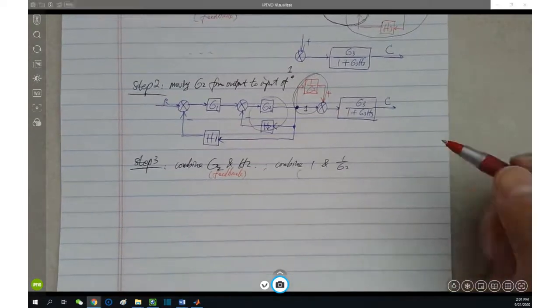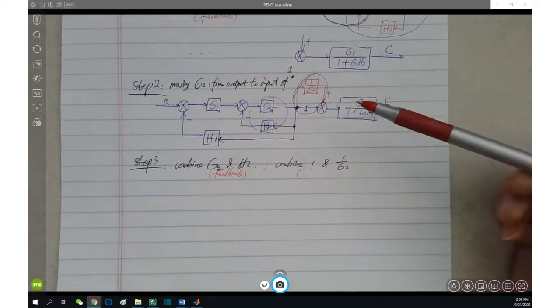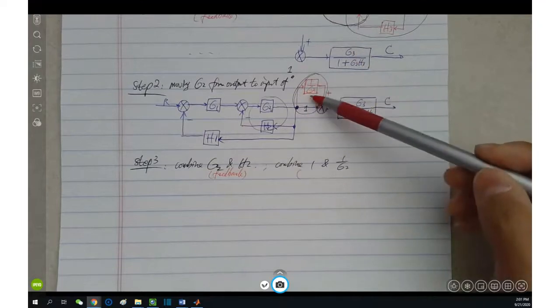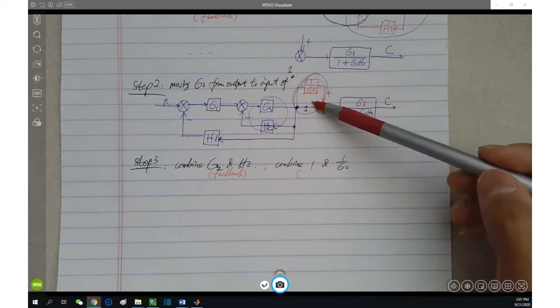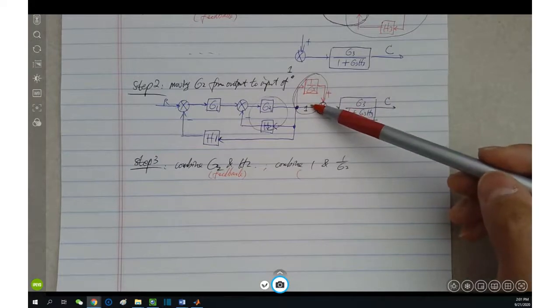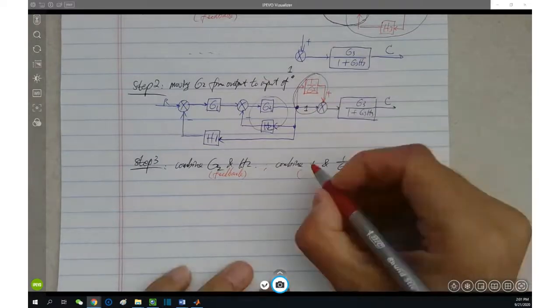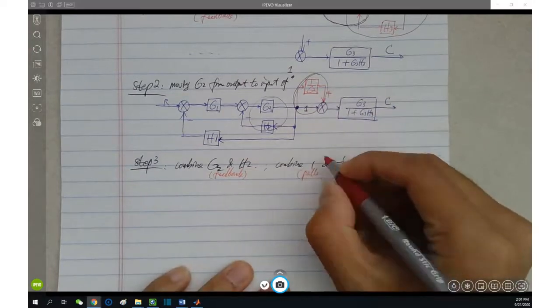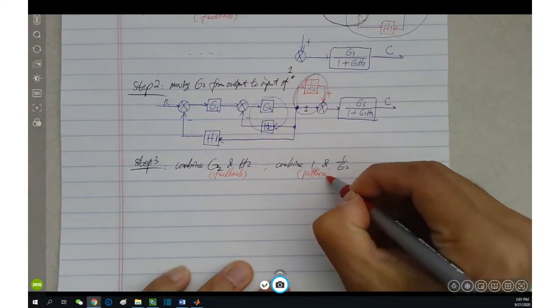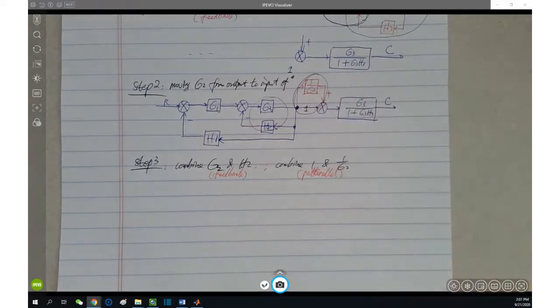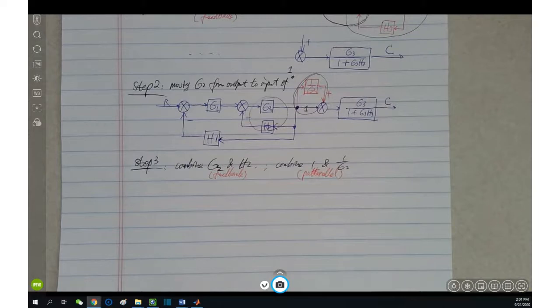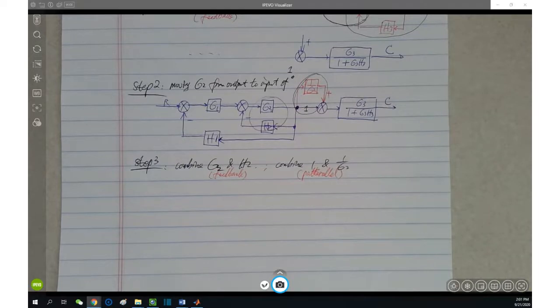Be very clear, be very careful as well. 1 and the 1 over G2 here. Which basic one is this? It's a parallel. Oh, very good. Wally is right. Be very careful, this is not feedback. These two are parallel. These are not feedback. These are parallel.